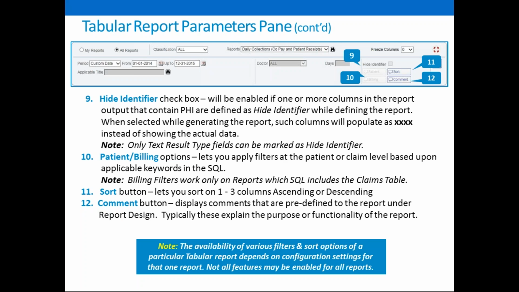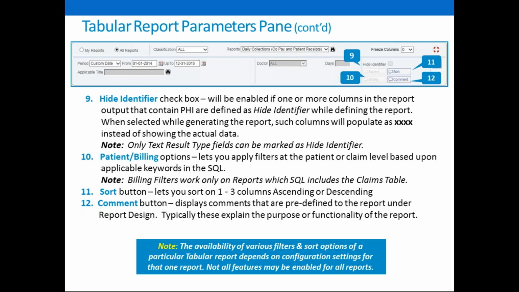Number 10 allows you to apply patient or billing filters. So those options would bring a pop-up that you could choose specifically what filter you want to apply. Sort, you decide if you want to sort in ascending or descending up to 3 columns so that the output is sorted the way you want to visually view it.